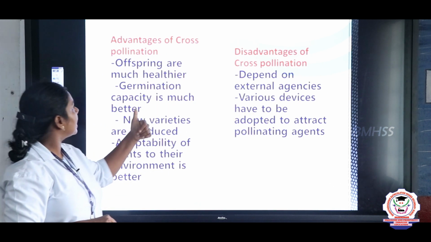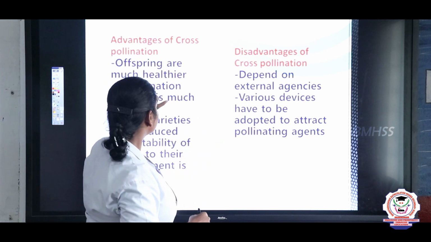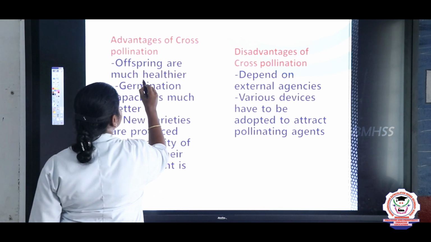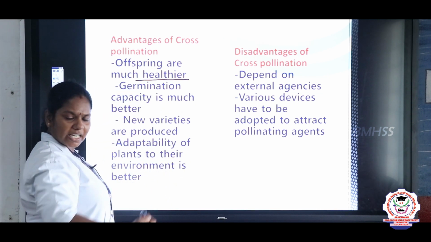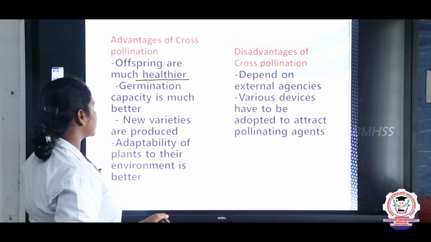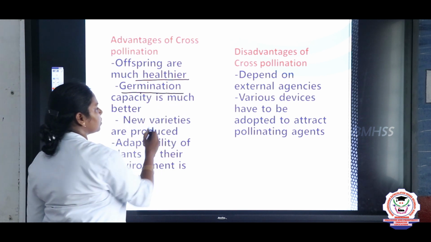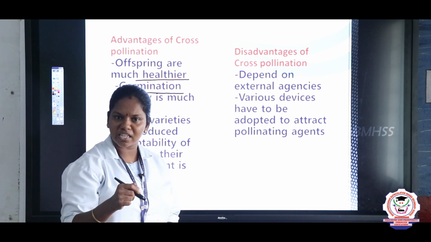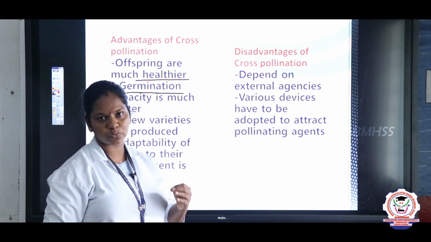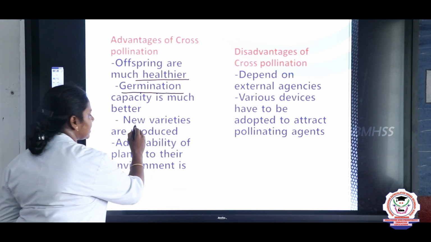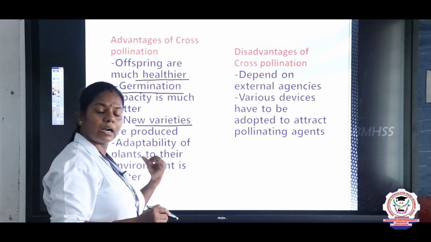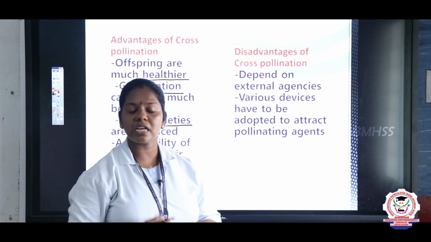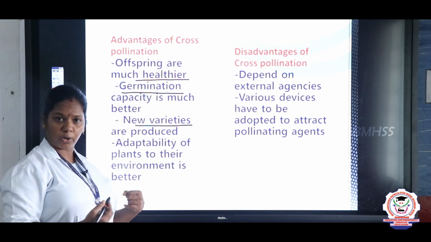Now let us discuss the advantages and disadvantages of cross-pollination. Here it is quite opposite to self-pollination. It produces healthier offspring. The generation produced is very healthy due to cross-pollination, and the germination capacity is also better. When the pollen gets stuck onto the stigma of the flower, germination of the pollen grains takes place very easily. New varieties are produced, and it can adapt to the environment very easily. Any changes in the climate may be adapted to by these cross pollinated flowers.